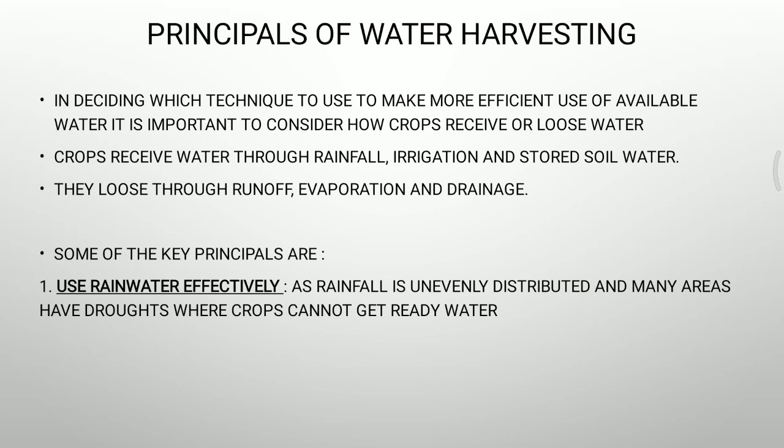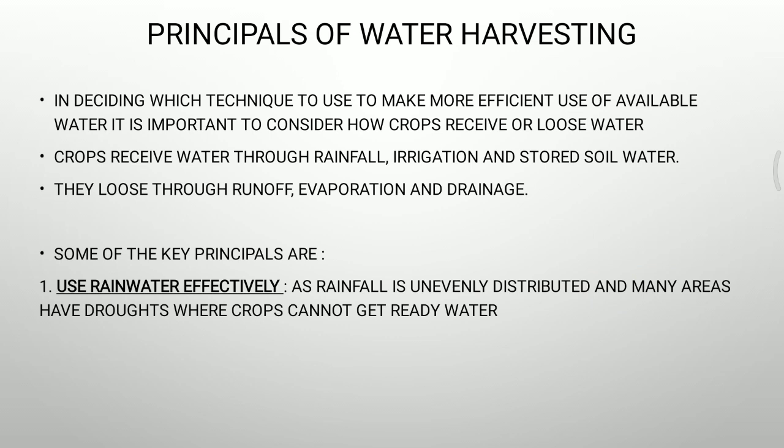So first one is, in deciding which technique to use to make more efficient use of available water, it is important to consider how crops receive and lose water. So mainly the water which is received by the plants. So why are we conserving the water? For our use and mainly for the irrigation purpose. So we have to know how the crops will receive the water or lose the water.